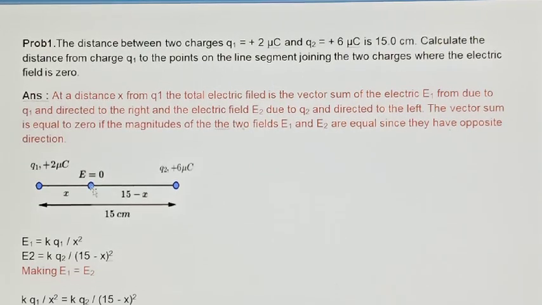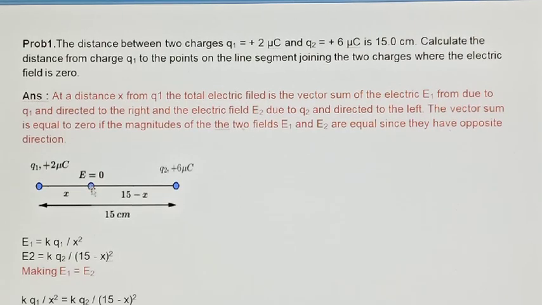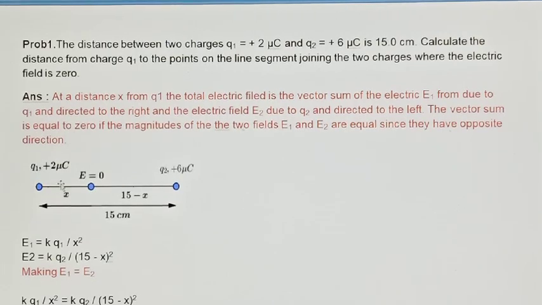Similarly at this point, if you want to draw the electric field vector due to this charge, again this is positive, so the field vector will be like this. Now as you can see, if I take the electric field due to Q1 as E1, and the electric field at this point due to Q2 as E2, the direction of E1 is exactly opposite to the direction of E2.